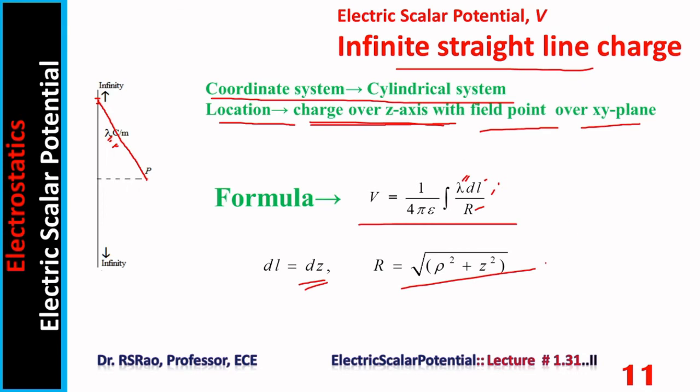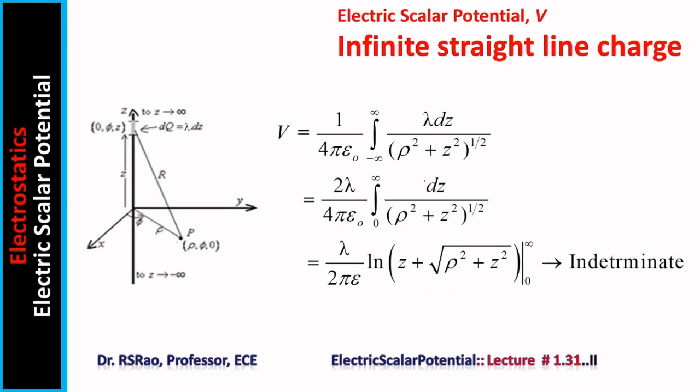With this understanding, now let us move to the actual solution process. See, this is the charge. We consider a differential length, a differential charge here. This is the field point over the xy plane. Now we apply 1 by 4 pi epsilon lambda dl by r, where dl becomes dz and r is already seen, rho square plus z square to the half. Now if you try to integrate from 0 to infinity, we get something indeterminate. If you substitute infinity, what do you get? Infinity. It indicates that absolute potential does not exist for an infinite straight line charge.